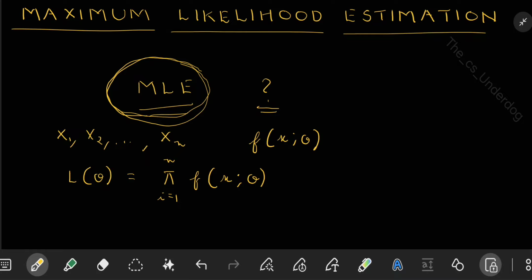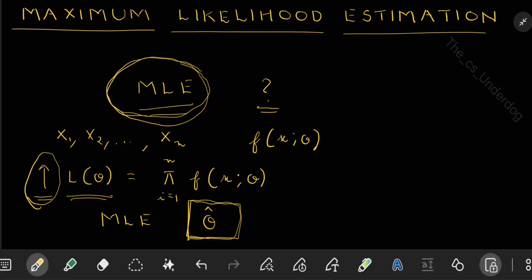Now, what is maximum likelihood estimation? MLE. What is maximum likelihood estimation going to do? It is going to find out that particular value of theta. I'll call it theta cap. This theta cap is your maximum likelihood estimate. This particular theta cap is the parameter value that maximizes L theta, whatever is your likelihood is maximized by this particular value of theta. That means whenever you use this particular value theta cap, your likelihood L theta will take its maximum value.